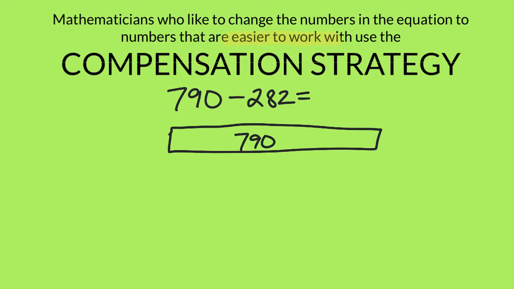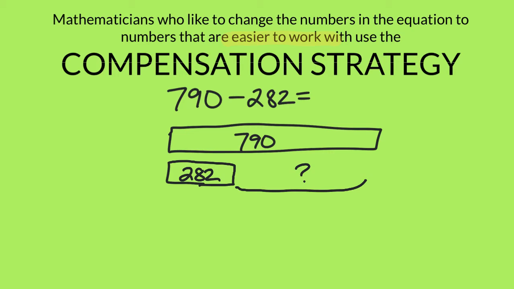So 790 is my first bar, and then my second bar is going to be 282. The reason why I stack the two bars on top of each other for subtraction is because I'm trying to find the difference. I'm trying to find out how much bigger 790 is than 282.